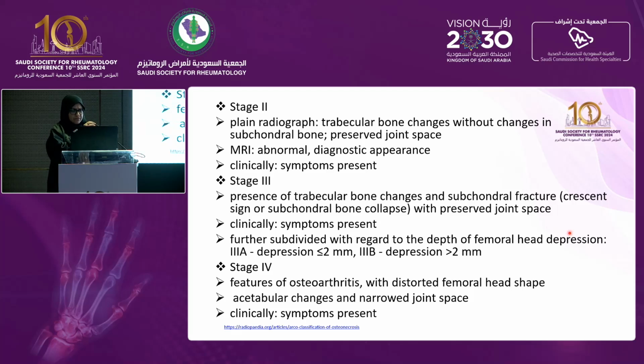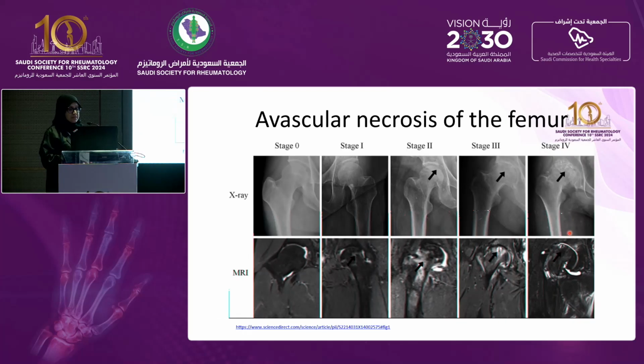Stage 4 is the advanced stage. There is a feature of osteoarthritis with distorted femoral head, acetabular changes and narrow joint space. The patient is usually very symptomatic with restricted movement in all ranges of motion of the hip joint. And this is the X-ray of the 5 stages. In the last one here, class 4, you see almost collapse of the head of the femur.